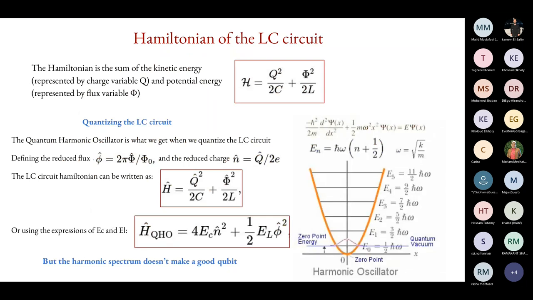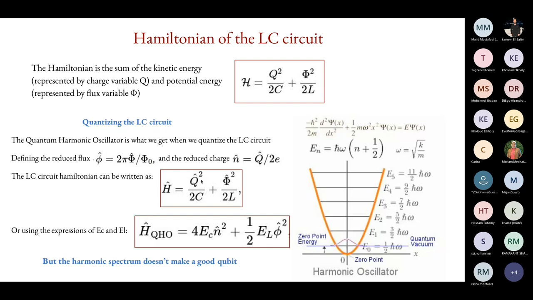So the quantum harmonic oscillator is what we get when we quantize the LC circuit. So if we do some changes to our Hamiltonian, we want to define the reduced flux, which would be our operator phi, okay, which is also dependent on phi given in this equation, of course, and the reduced charge, which is n, which is of course operator n is related to the q that we have presented before. So the LC circuit Hamiltonian can be written as H equals Q squared over 2C plus phi squared over 2L, but the most interesting difference here is the use of phi and Q as operators.